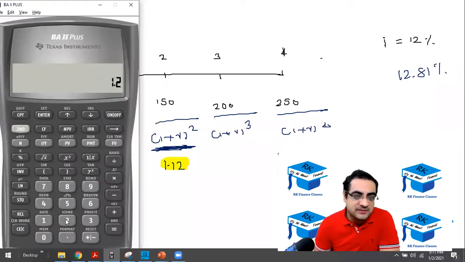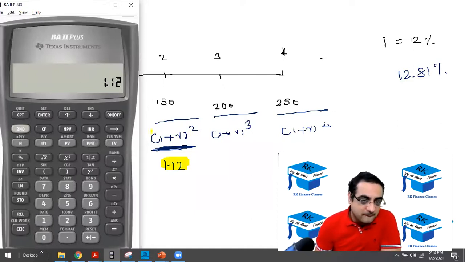I repeat, I had pressed 2 by mistake. I had to press 1.12, but I pressed 2 by mistake. So I will not completely turn it off and on. That's not stupid, but that's a long way of doing it. The short way is to just press this right arrow, so the last digit that you have put gets deleted. Then press 1, 2. So 1.12.